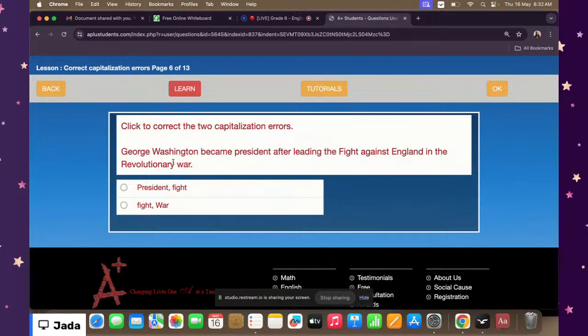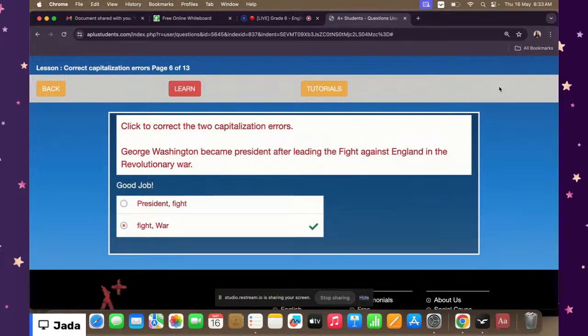George Washington became president after leading the fight against England in the Revolutionary War. So, click to correct the two capitalization errors. What's the capitalization error here? Okay, so what's the right one here? The capitalization error here. Presidents, should it be? Okay, option two, fight and war. Okay.